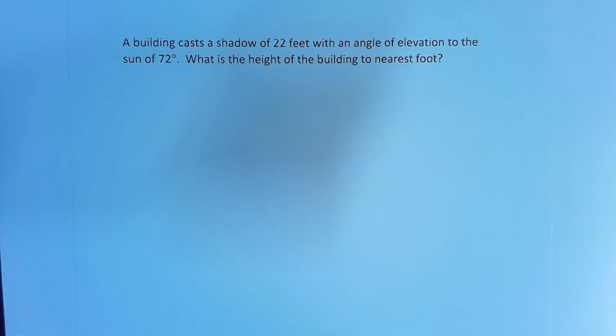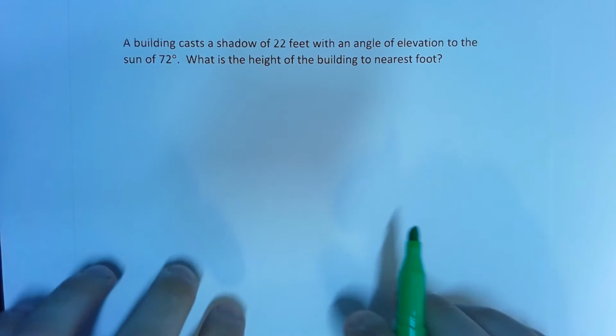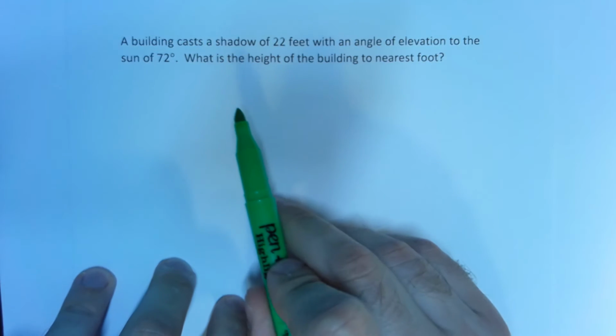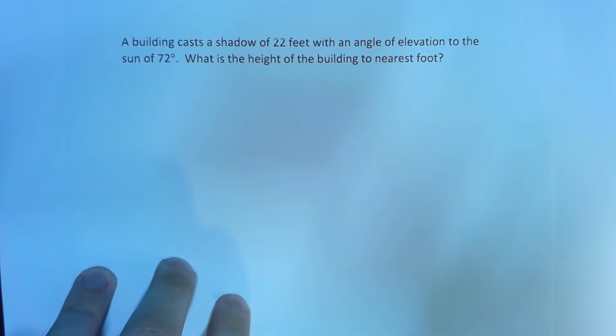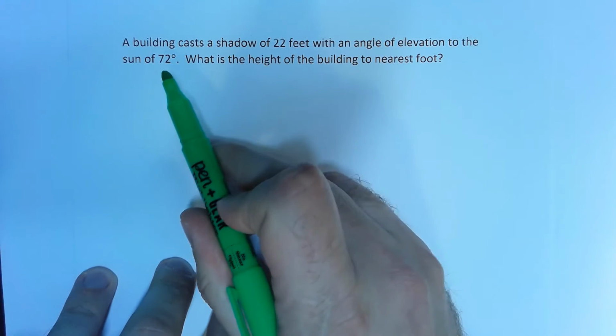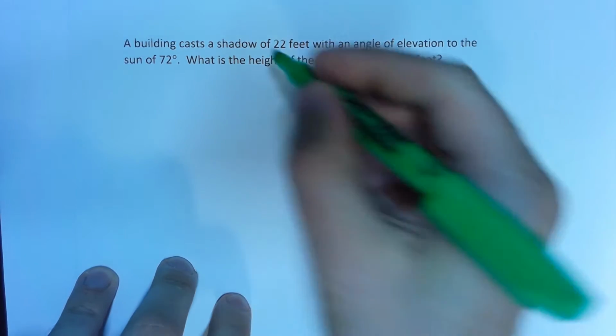Today we will be looking at how to use trigonometry to solve a word problem such as this. As is essential with any kind of problem that doesn't have the drawing to begin with, we want to read through the original problem and identify any pertinent information, and then we're going to just highlight that right here. So we've got a building that casts a shadow of 22 feet.